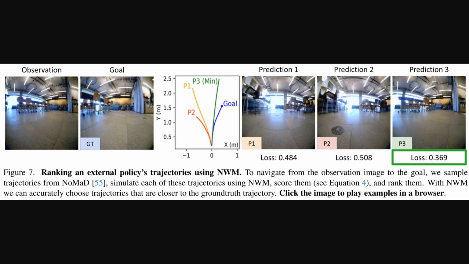Here, the Navigation World Model is used to rank different paths or trajectories that are suggested by an external navigation policy. You can see an initial observation view and a goal image. The model then simulates several potential paths, P1, P2, and P3, predicting the final view for each. It then scores how well each predicted final view matches the actual goal image, using a loss value where lower is better. This allows the Navigation World Model to pick the most promising path, in this case, P3.